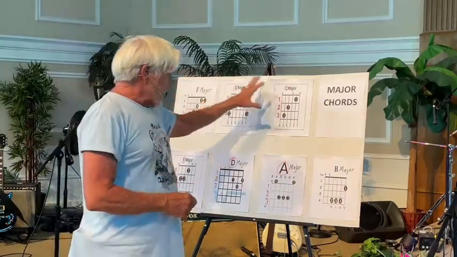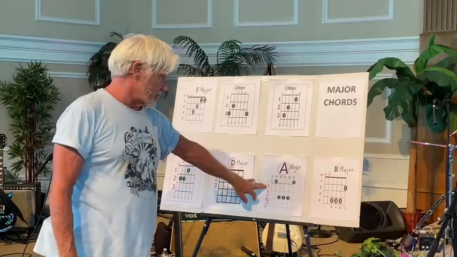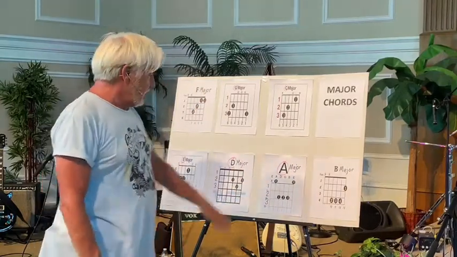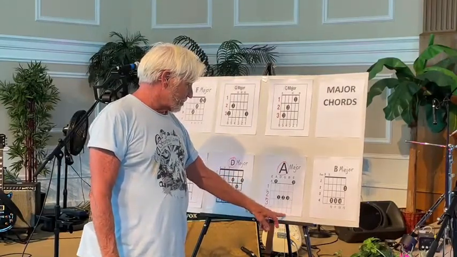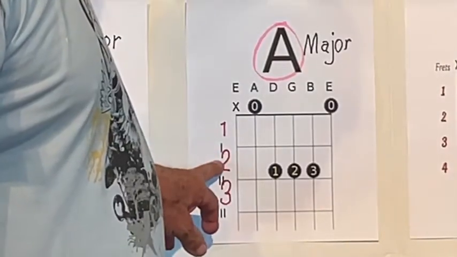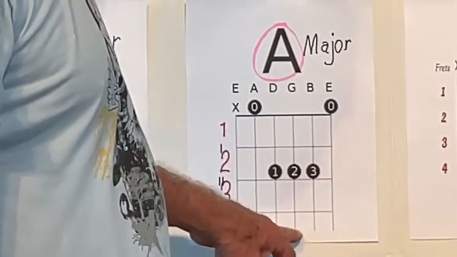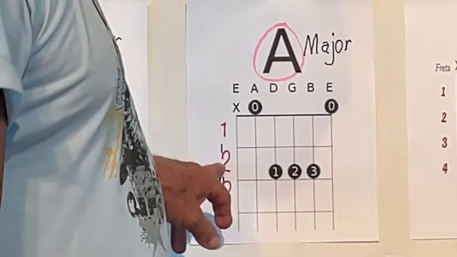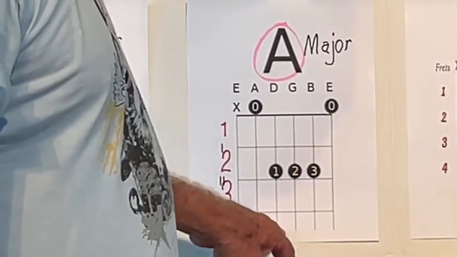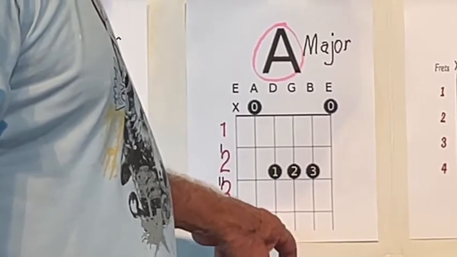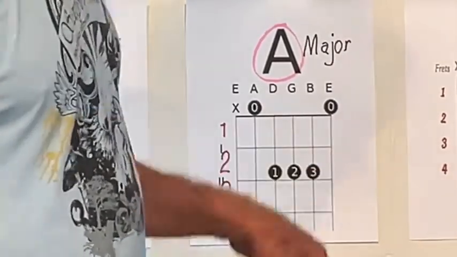Now, as you see these charts, let me go to the A major. In the key of A, you have second string, second fret, ring finger. You have third string, second fret, middle finger. You have fourth string, second fret, index finger. That's your A chord.